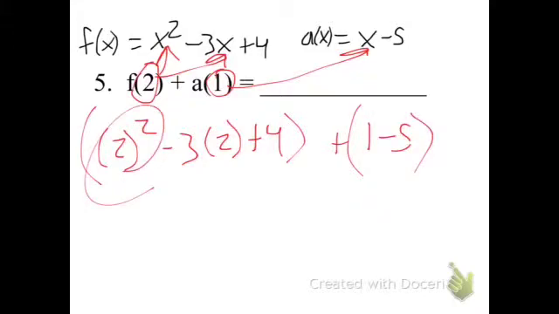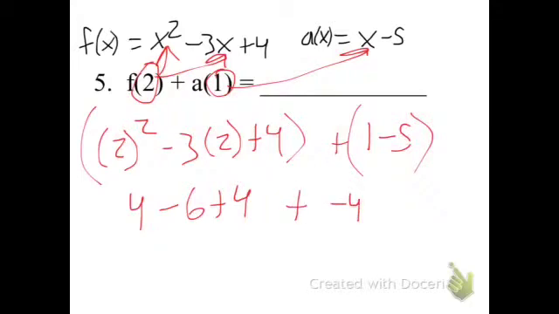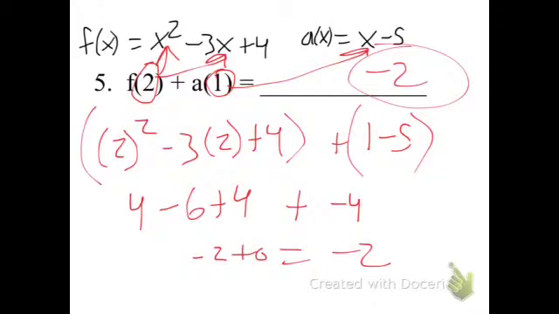2 squared is 4. 3 times 2 is 6. So we got to subtract 6, and we got to add 4. And then over here, 1 minus 5 is negative 4. And so we got 4 minus 6 plus 4 minus 4. Well, those add together to be 0. These add together to be negative 2. So we got negative 2 plus 0, which is negative 2. And that's going to be our answer here.